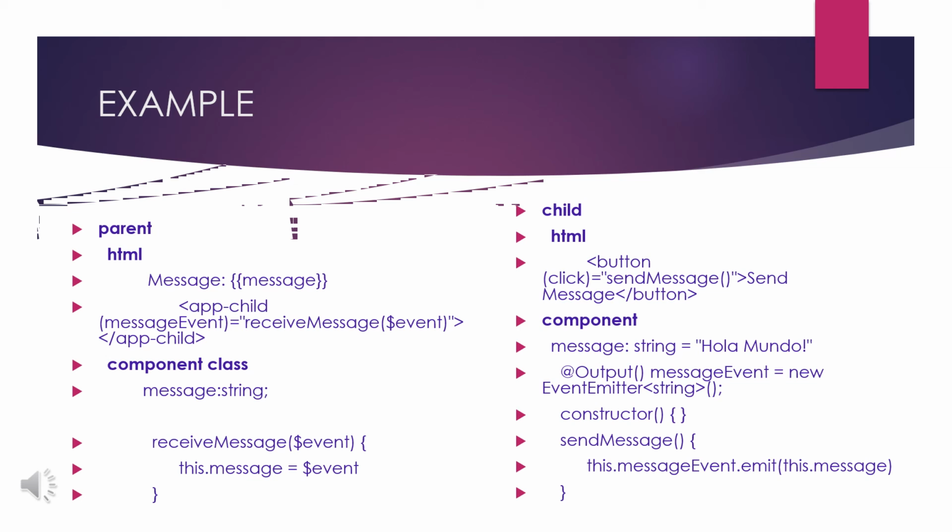So I'm getting it through the event, and inside the component class I have an empty message string, and I have a receiveMessage method with $event. This message is equal to $event, which means the message which has been sent from the child component will be emitted to the receiveMessage method, which will be stored inside this message, and it will be getting populated in the message. Just run this example, it will be very easy. You will get a clear idea with it.